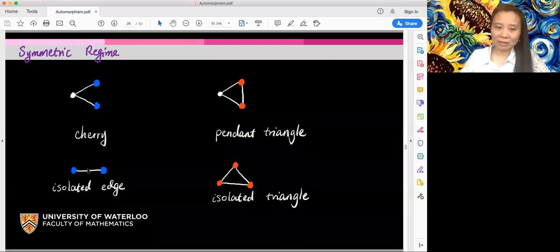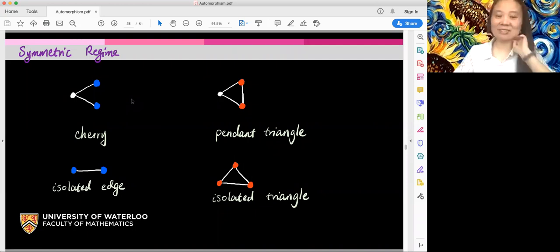But when delta, the maximum degree, starts to grow, you can actually cook up degree sequences such that cherries start to appear, but isolated edges don't. So the graph can still be well connected, but it becomes symmetric. So that answers Swami's question.